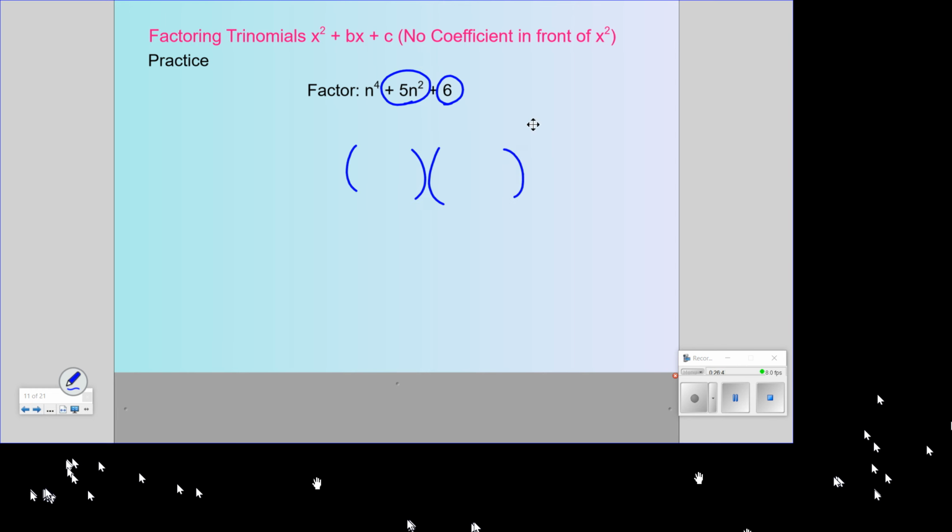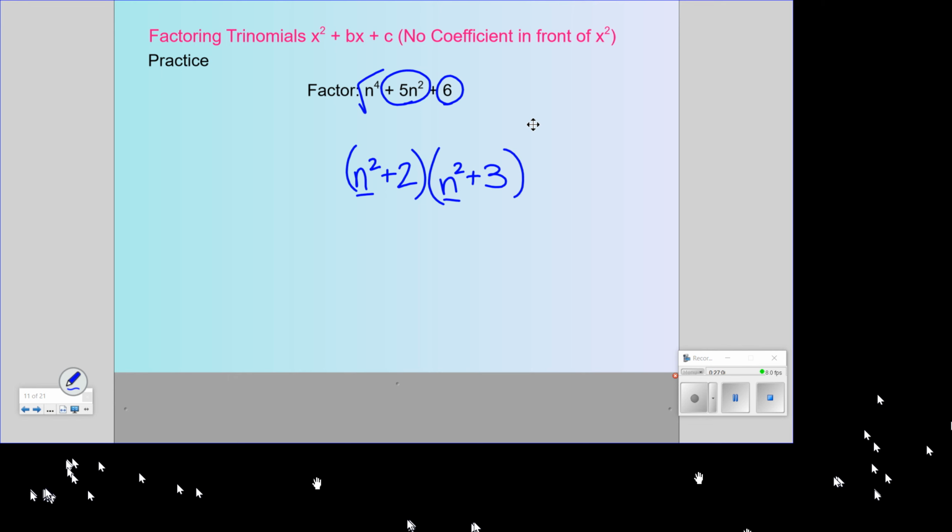So factors of 6 would be 2 and 3, that would add up to 5, both positive. Now, remember to find and fill in the first slot, we need to take the square root of that first term, which is an n squared. So I'm going to fill both in with an n squared this time.